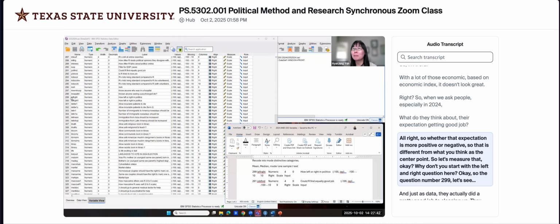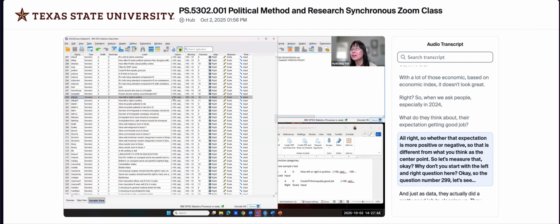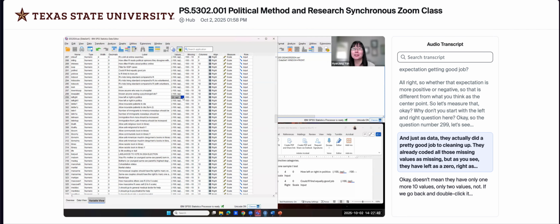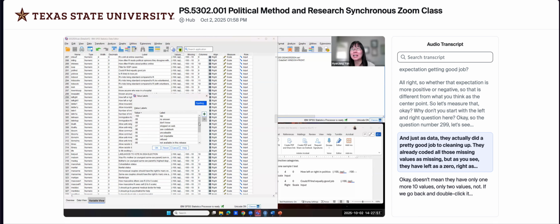So the question number 299. And in the GSS data, they actually did a pretty good job of cleaning up. They already coded all those missing values as missing. But as you see, they have left as 0, right is 10. That doesn't mean they have only two values, 1 or 10, not.